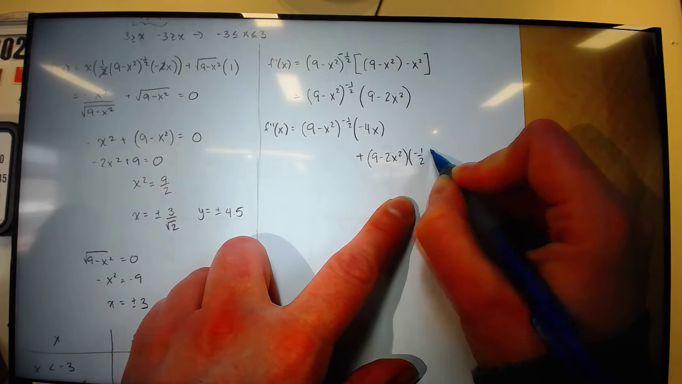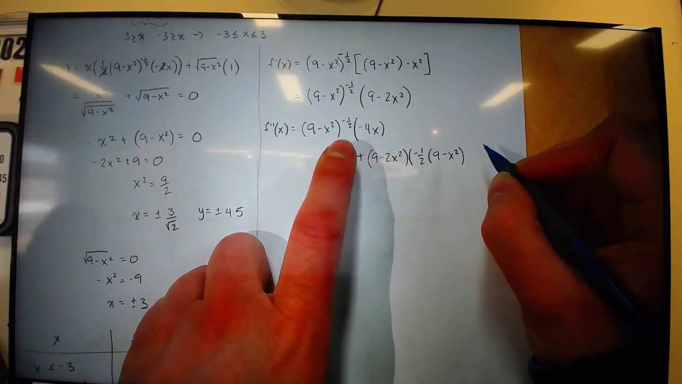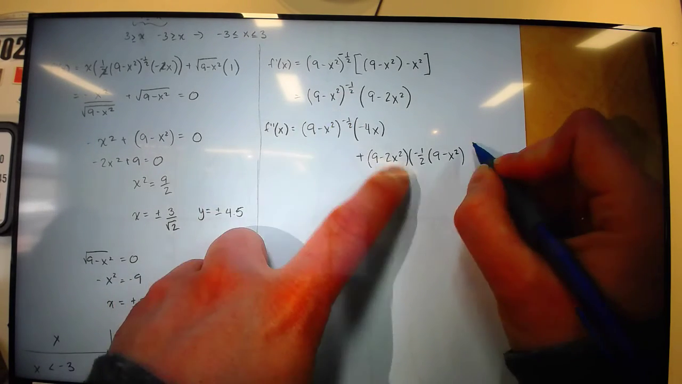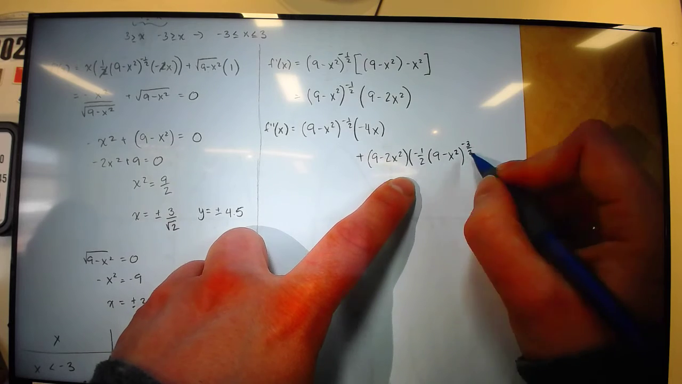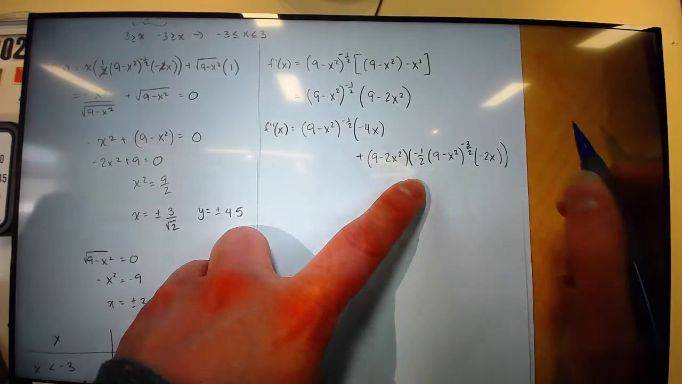That negative 1/2 is going to come down. 9 minus x squared is going to stay in the middle. Then negative 1/2 minus 1 turns into negative 3/2, and then we still need to multiply by the derivative of the inside, so negative 2x.